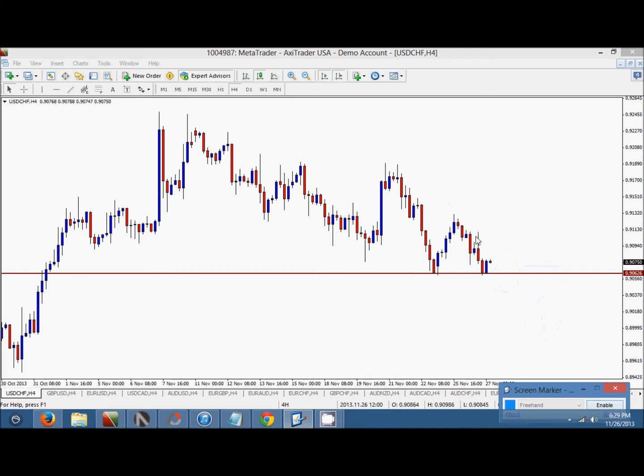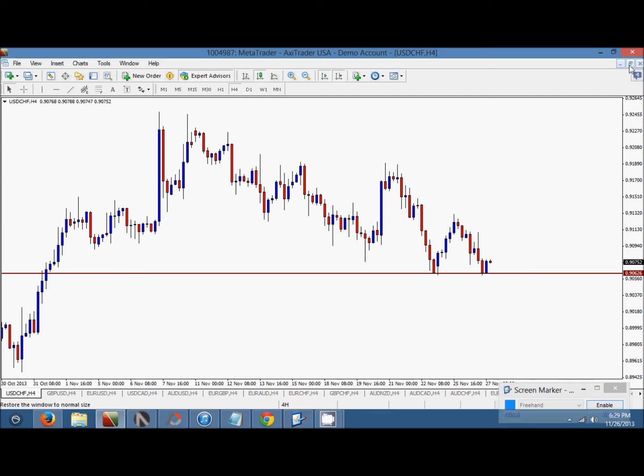So that's what we're looking for on the US dollar Swiss franc chart: just for the support zone to get broken, then for a pullback and retest of that zone.